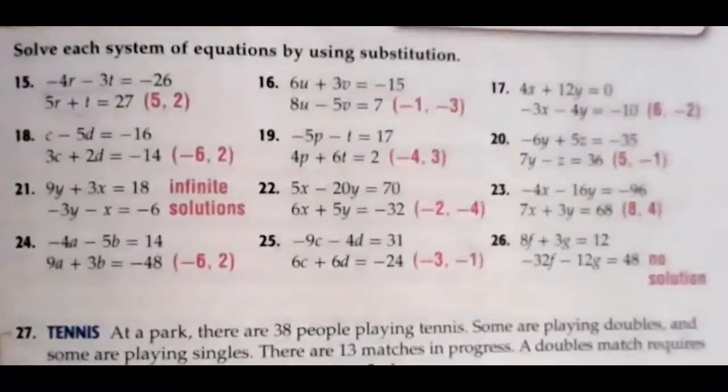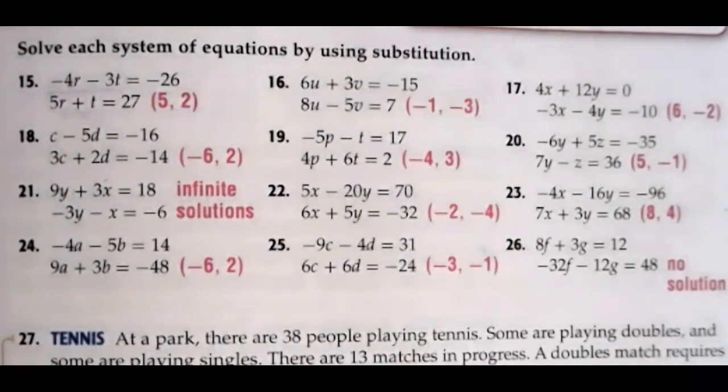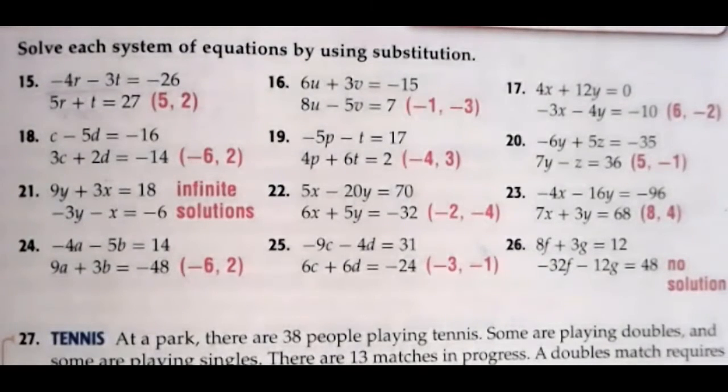Okay, so in number 15, we had 5, 2. 16, you had -1, -3. 17, you had 6, -2. 18, -6, 2. 19, -4, 3. 20, 5, -1. 21 is an infinite number of solutions. 22 is -2, -4. 23 is 8, 4. 24 is -6, 2. And we jumped at that point down to 27.